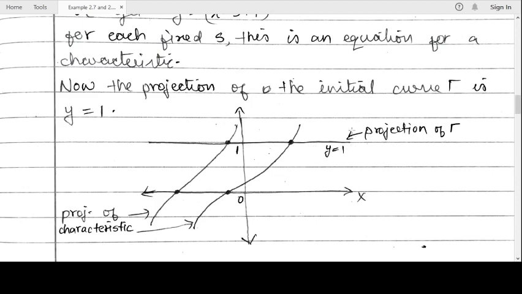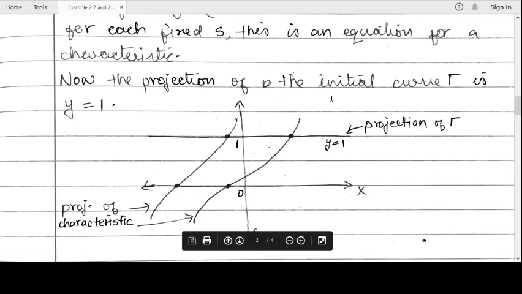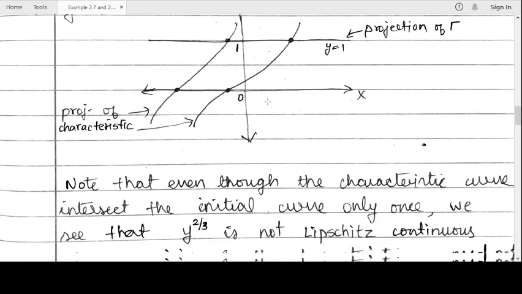And what is the projection of the characteristics? Projections of characteristics are curves of the form y equal to (x plus c) whole cube, because s is fixed. So just like y equal to x cube, but it is not x cube because some constant is there, so it does not pass through the origin. So we have curves of this form. Now we see that the curves intersect the curve y equal to 1 only once. The characteristic curves meet the initial curve gamma at only one point.